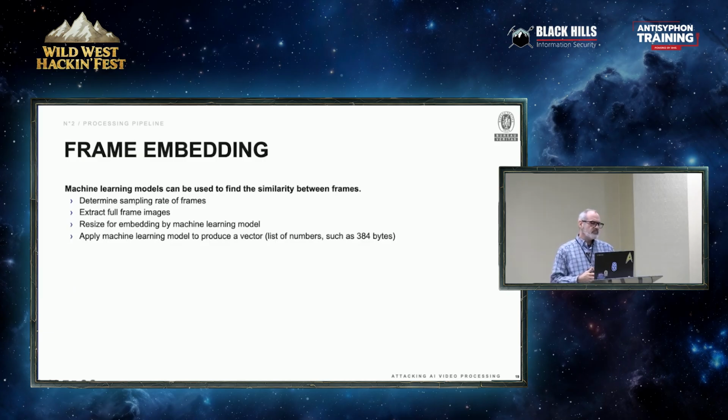Frame embedding. It takes the visual frame and runs it through an ML model to produce a vector of numbers. 384 numbers, 1024, these are kind of common numbers. What that can be used for is to compare scenes or frames, how closely they are related to each other. So these are one of the components that we might be able to overload or attack if we send data that it's not expecting.